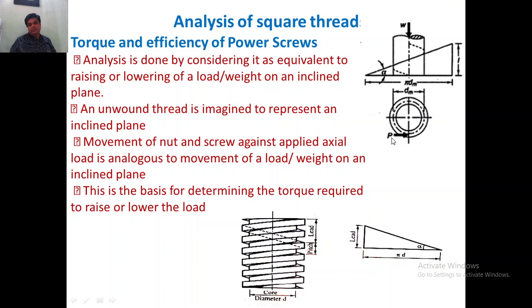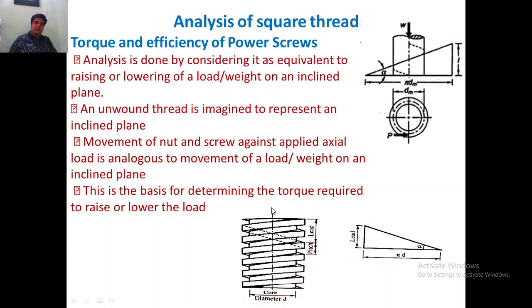And this is the force required. P is the force required to move or to rotate the screw rod. So force is applied and we multiply it by the radius, that gives the torque. So what is the torque we have to apply to maintain this load, or to raise or lower this load, that is analyzed here. It is basically the moment of nut and screw, which we use to move the load axially. It is analogous to moving a load or weight on an inclined plane.